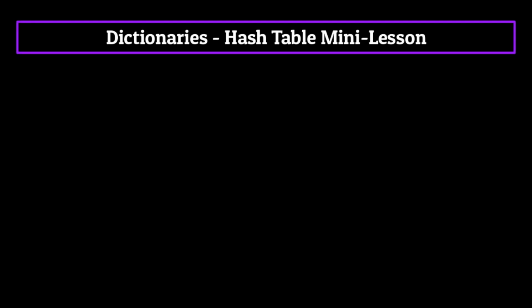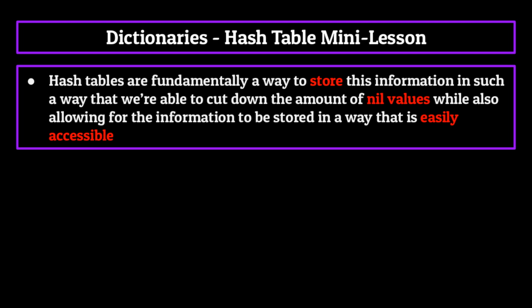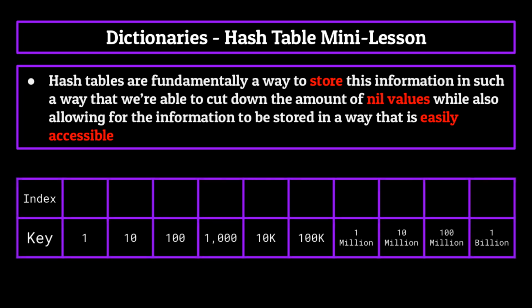Well, this is where our hash tables come in. Hash tables are fundamentally a way to store this information in such a way that we're able to cut down the amount of nil values while also allowing for the information to be easily accessible. Basically, by using a hash table, we'd be able to store these 10 keys in our dictionary, which range from 1 to a billion, in a table with only 10 elements, while also being able to keep constant time. How is this possible?